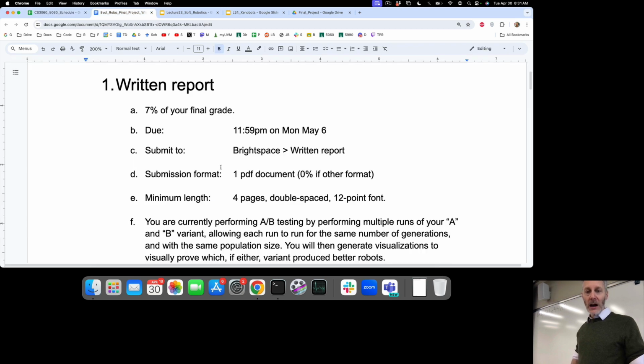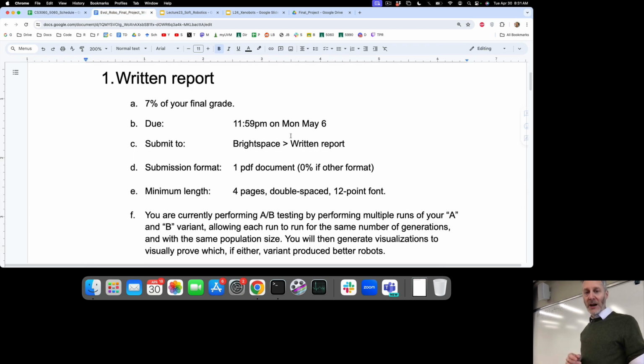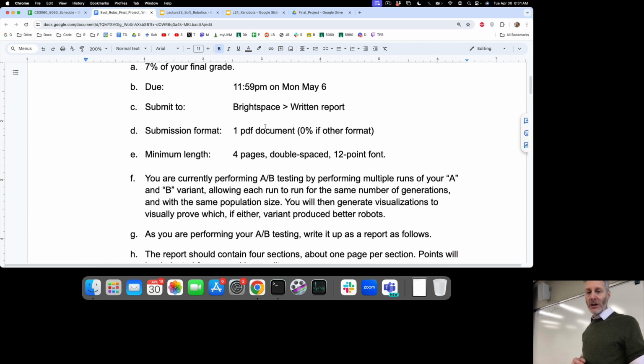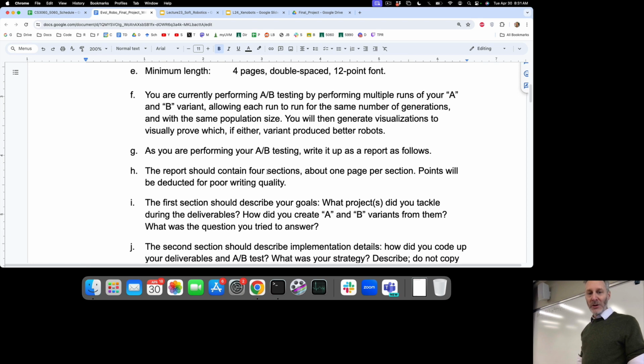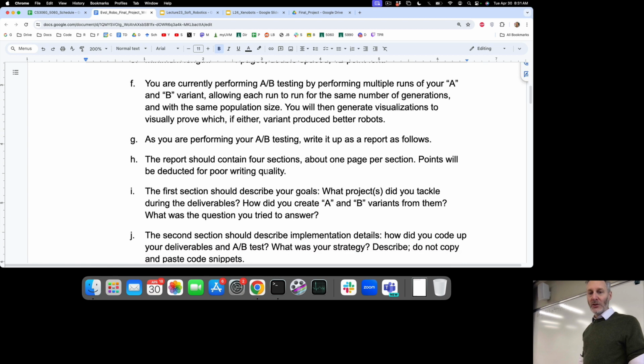Okay, so by 11:59 p.m. on Monday, please find in Brightspace the written report submission, and you will be uploading one PDF document. Please make sure it's a PDF document. Minimum length 4 pages, double space, 12-point font, and in that written report, you're going to review the results of your A/B testing for us.